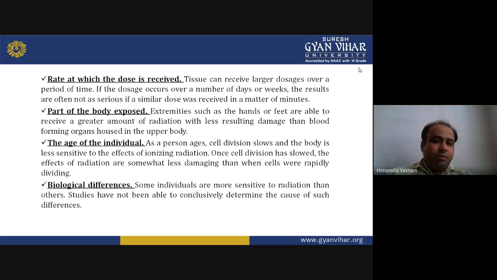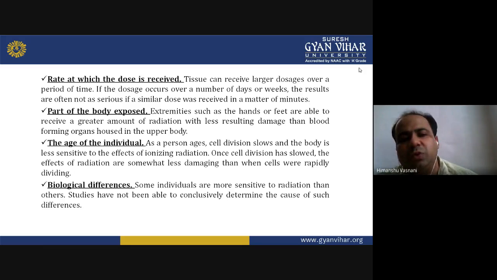Then the part of the body exposed. Extremities such as hands or feet are able to receive a greater amount of radiation with less resulting damage than blood forming organs housed in the upper body.